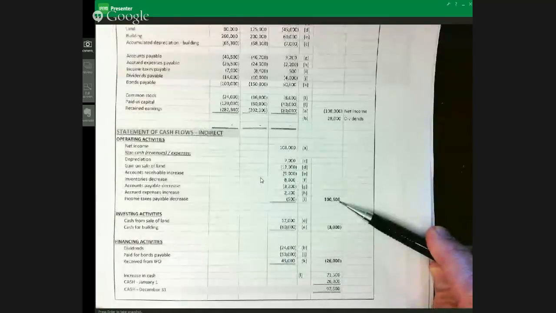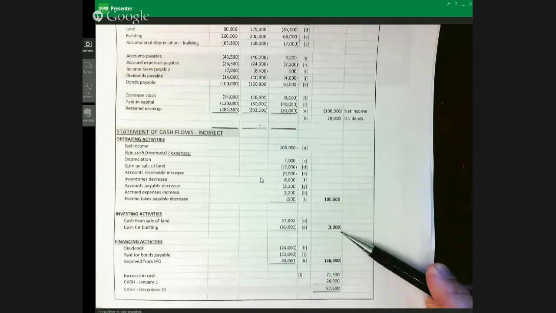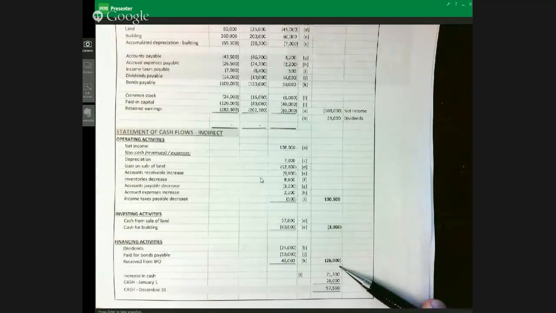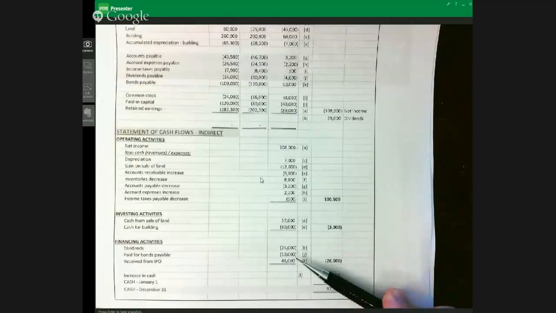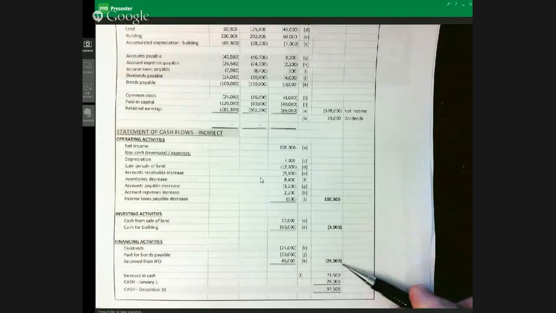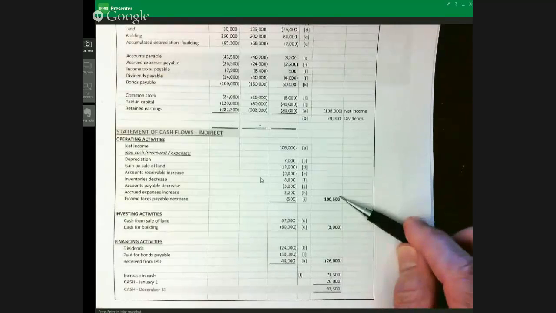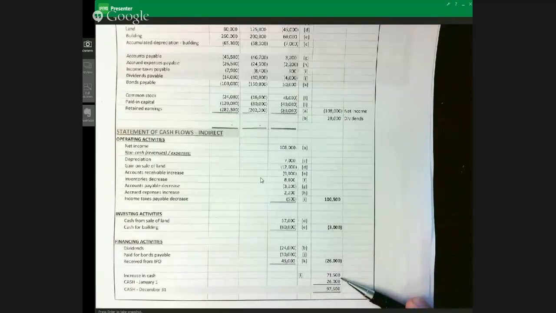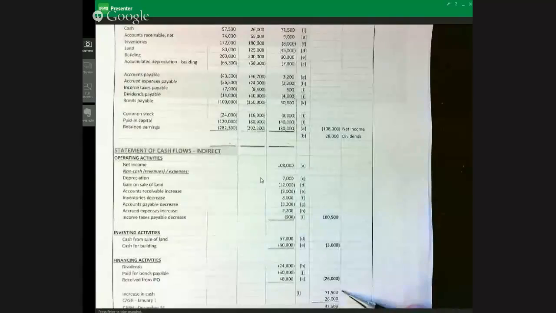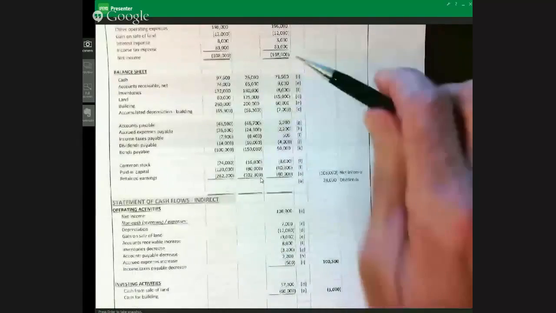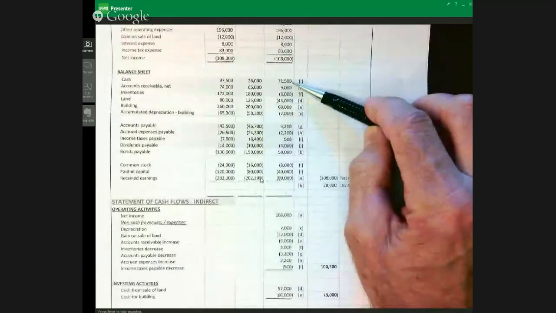So when analyzing the cash flow from operating activities, a positive $100,500, the cash used net from selling land and buying a building, and the cash used net from paying dividends, paying off bonds, but getting some additional equity capital by issuing stock, used a net of $26,000. The sum of these three cash flow components shows the increase in cash, $71,500.